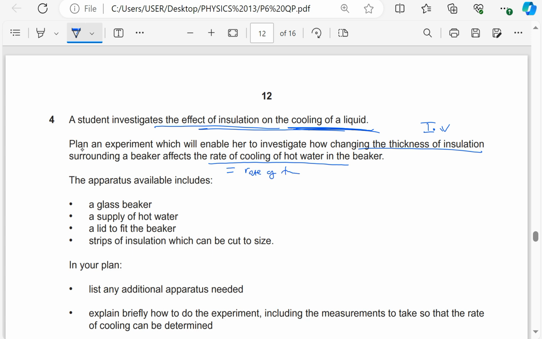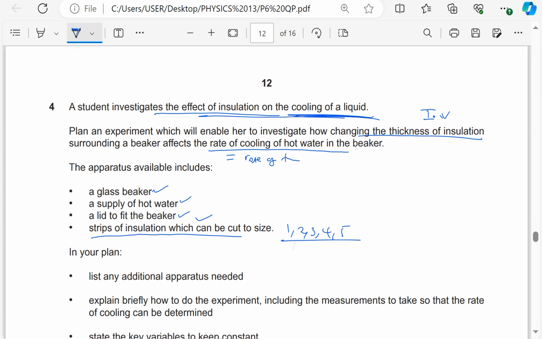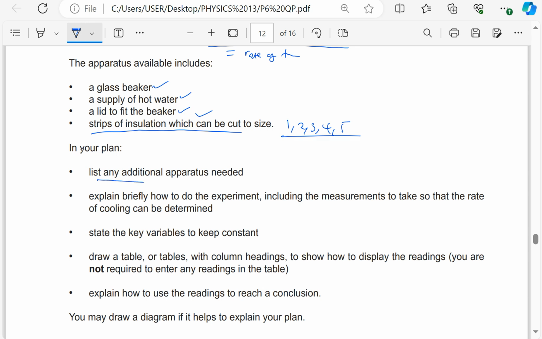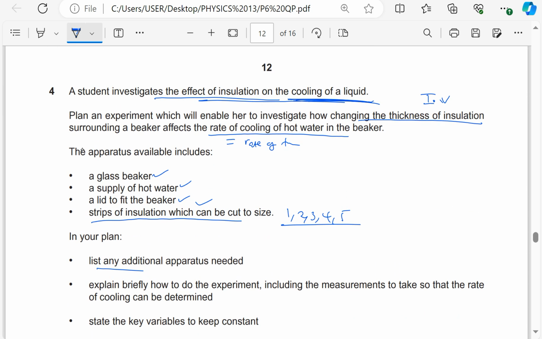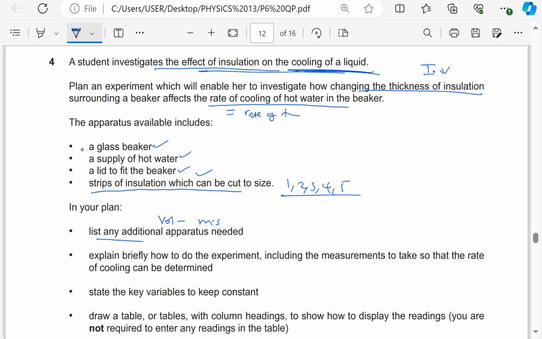The apparatus available includes a glass beaker, hot water supply, a lid to fit the beaker, strips of insulation. If the strips have equal thickness, then I'll use the first, second, third, fourth, fifth strip. I will just go on adding a strip until I have 5 sets of results. In your plan, list any additional apparatus needed. For example, I will need the same volume. To measure the volume, I will need a measuring cylinder. Then to find the cooling rate, I need change in temperature, so I will need a thermometer. Because the rate involves time, I will need a stopwatch.